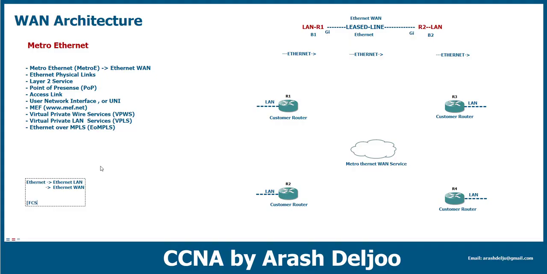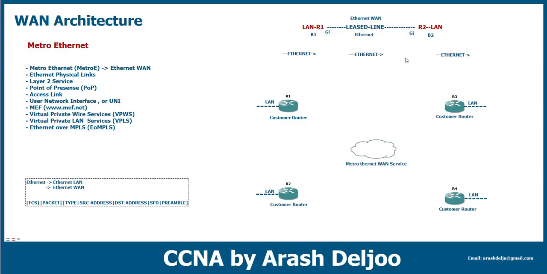First, the FCS as the Ethernet trailer, and after that we have the packet, and then we have the type, and then the source address or source MAC. After that, the destination address or destination MAC, and then the SFD, and then the preamble. This means that about the frame, we don't have any difference between the Ethernet LAN and also Ethernet WAN. But the question is how we can implement the Ethernet between router 1 and router 2.